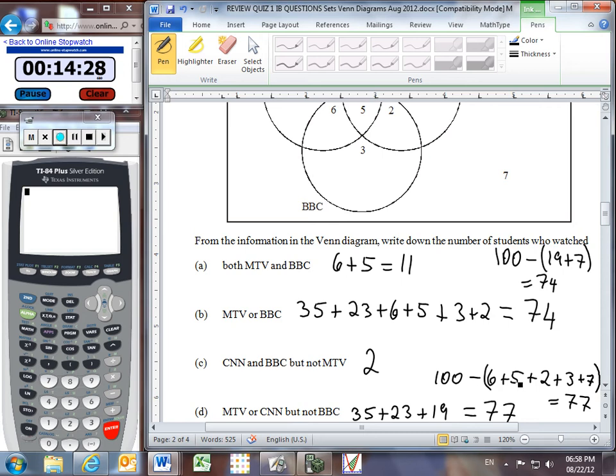And so 6 plus 5, 11, 12, 13, 14, 15, 16, 23. 100 minus a total of 23, and that leaves me with the 77 inside, as I anticipated. Okay? Let's go on now to number 4.